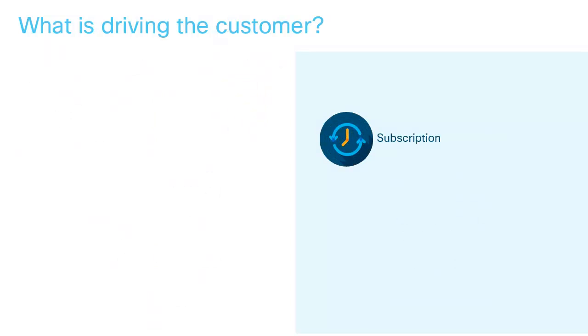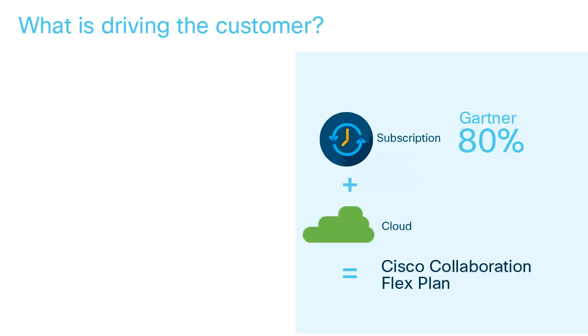The shift to a subscription model for enterprise software is coupled with a shift to hosting software in the cloud. Gartner estimates that by 2020, more than 80% of software vendors will change from traditional licenses and maintenance fees to subscription models. To meet this market demand, the Cisco Collaboration Flex Plan is Cisco's answer for how to sell Cisco collaboration products and services in this changing landscape.